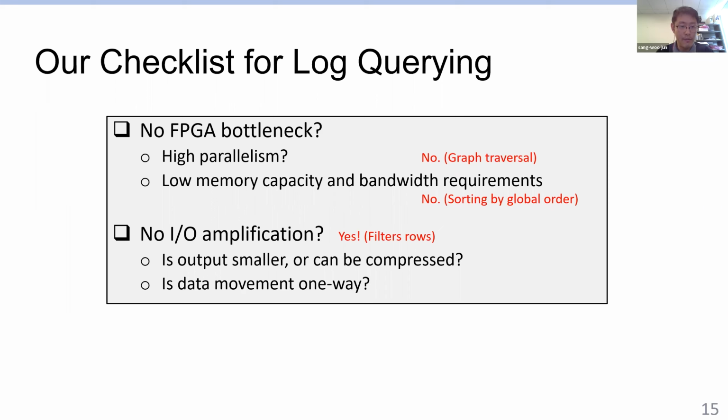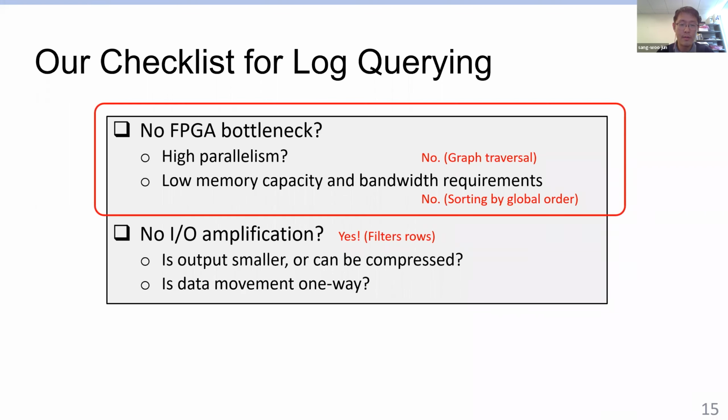Is there no I/O amplification? Yes, actually, this one is true, because if we are able to do template match-based filtering, then the output data will be at least the same or smaller than the input data, because we would be filtering rows. So naturally, the focus of implementing this particular application on near-storage accelerators would be trying to improve the no FPGA bottleneck portion of the checklist.